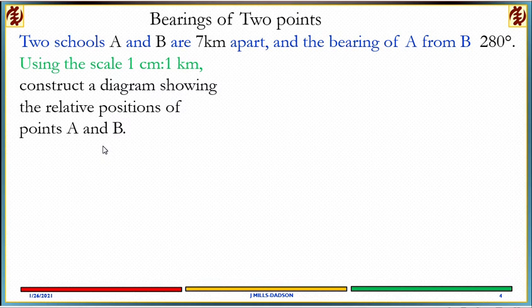So we are supposed to do sort of a sketch. We are going to use proper instruments to really do an actual presentation of this. In previous lessons, we were just using sketches. This one, we're going to use scale drawing. So we start. A from B means B to A. So with B, with a north line, measure a reflex angle of 280.